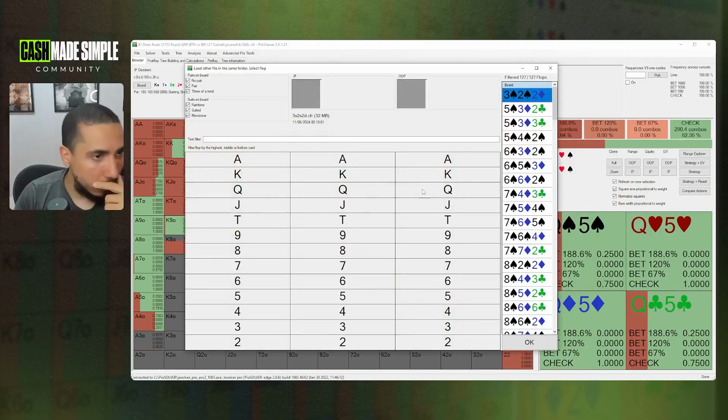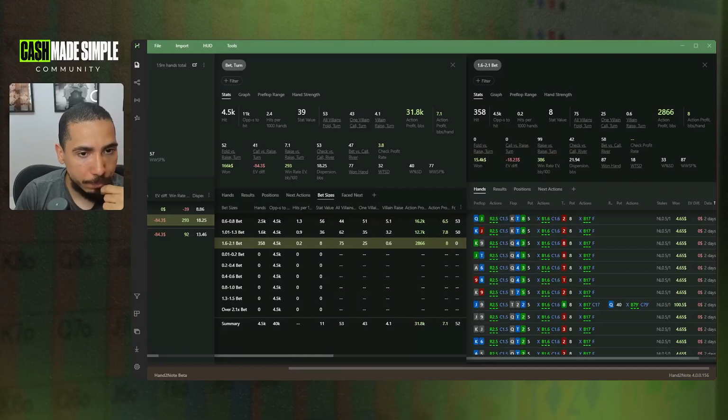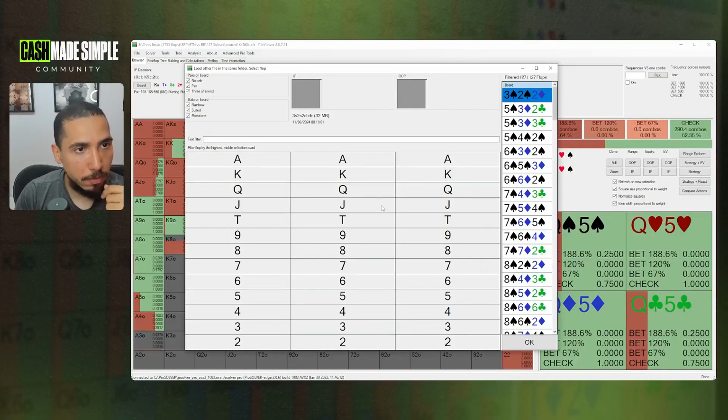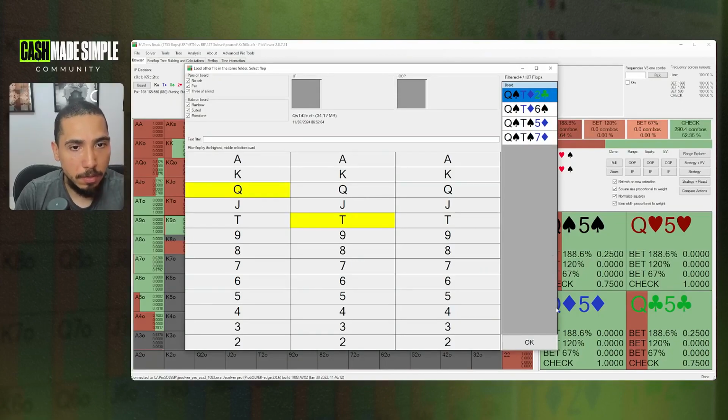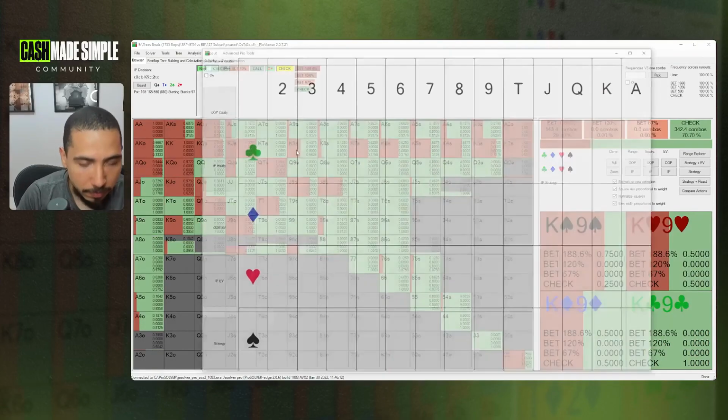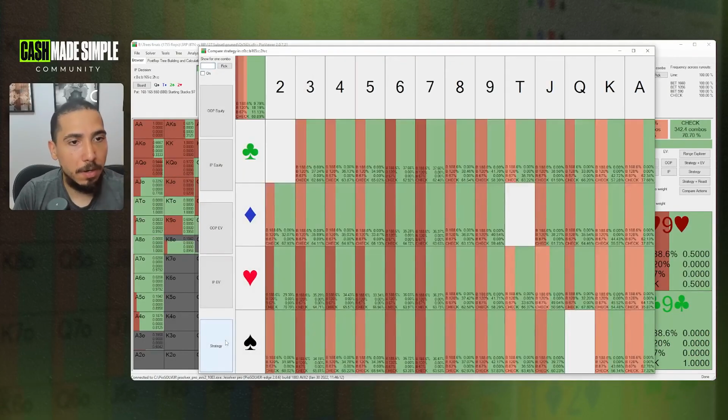Let's take a look at another texture that we saw on hand to note: this queen 10 deuce rainbow. Queen 10 deuce rainbow, again, range bet for a small size. Let's now take a look at the different turn cards, what the pruning algorithm came up with.